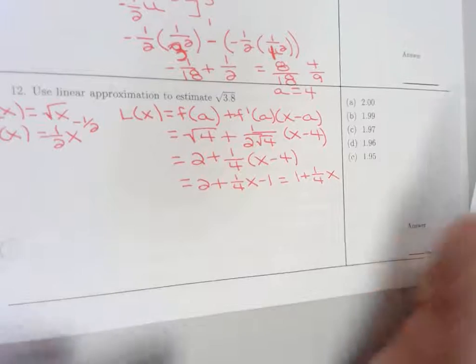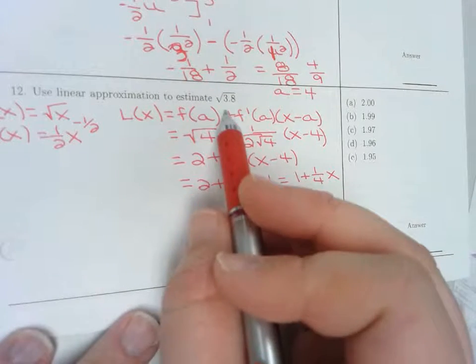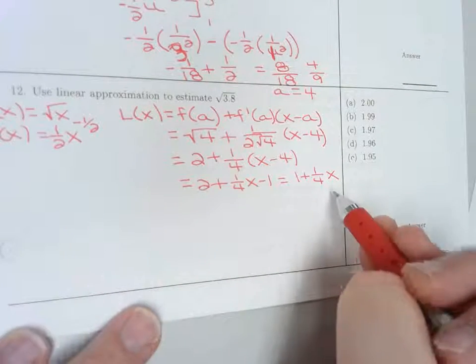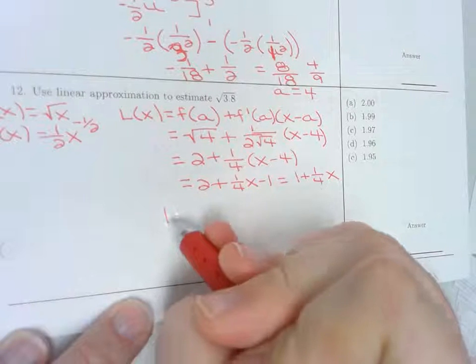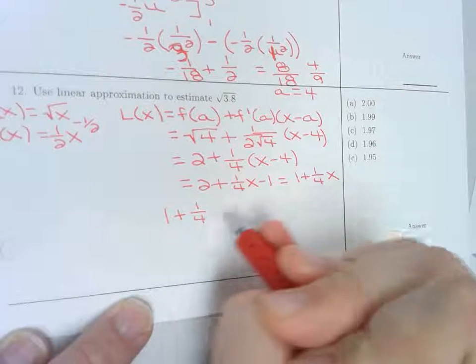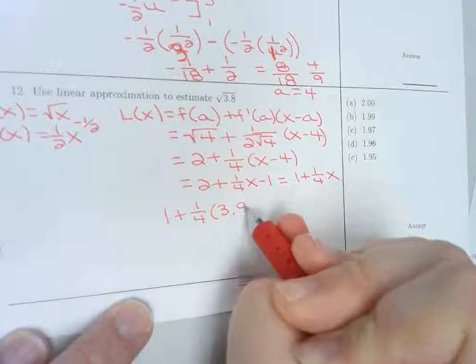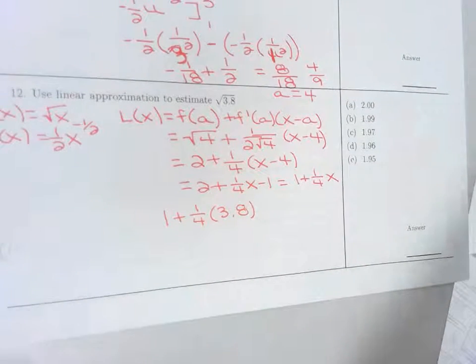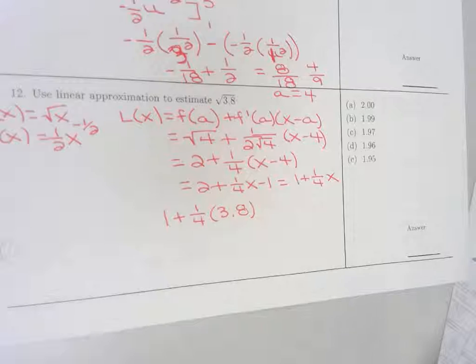That makes sense. So then I want to approximate square root of 3.8. So you're going to use the formula, and what are you going to plug in for x? 3.8. Because some of the formulas were like square root of x plus 2. So then if I wanted square root of 3.8, x would be 1.8. But this is just square root of x. So x is just 3.8.